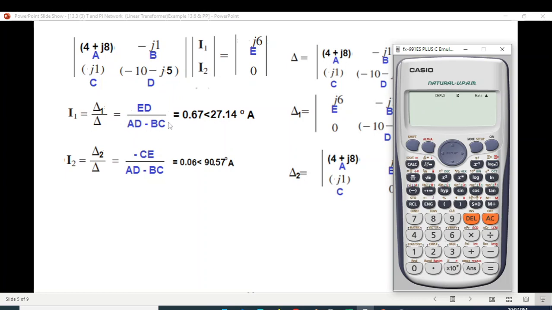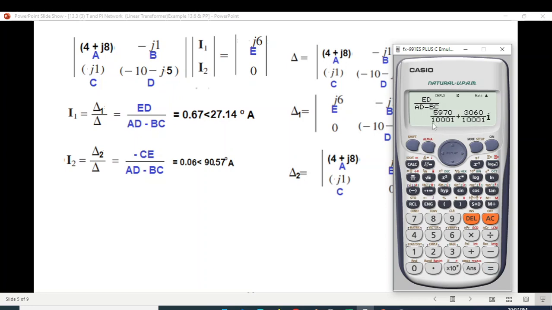Now we'll straight away come to this formula to calculate I1. Now this is in terms of a fraction, so we'll use this button. To enter ABCD, we have to press alpha every time. So alpha E and alpha D. The numerator is done. We move to the denominator, AD minus BC. So alpha A, alpha D, minus alpha B, alpha C. Move ahead, equal sign. So this is the answer.